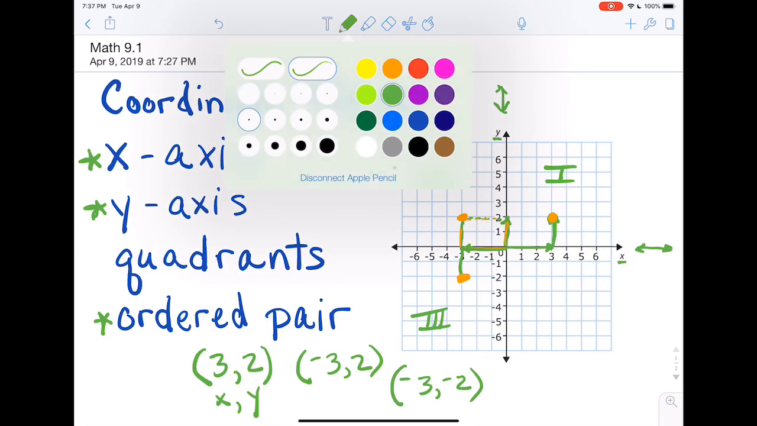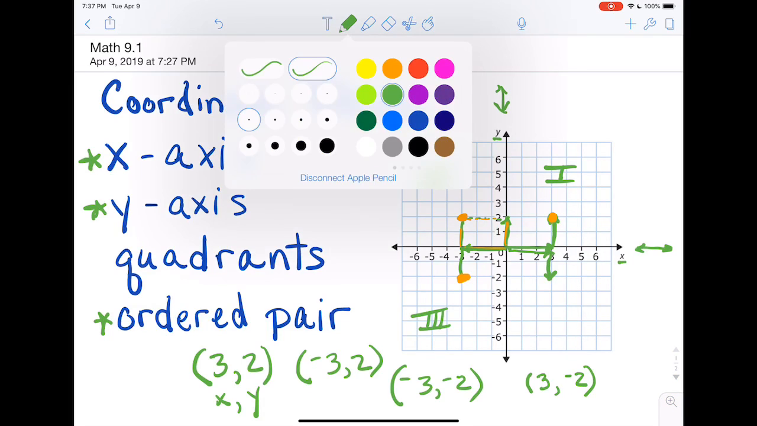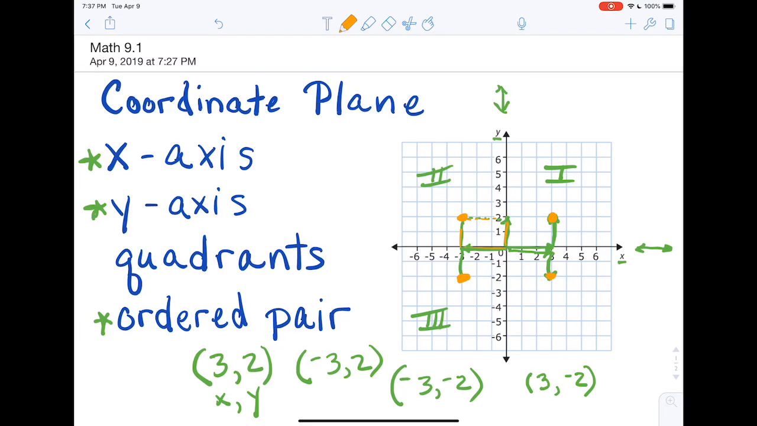And then I'm going to say, well, what would happen if I have a positive 3 and then a negative 2? So I have a positive x and a negative y. So again, I'm going to go over 3 on my number line, and then I'm going to go down 2 on my number line. And that is going to put me right here. Let's try a few more.